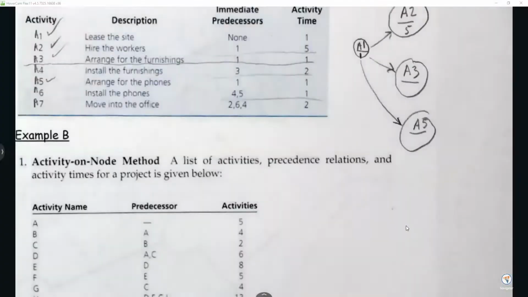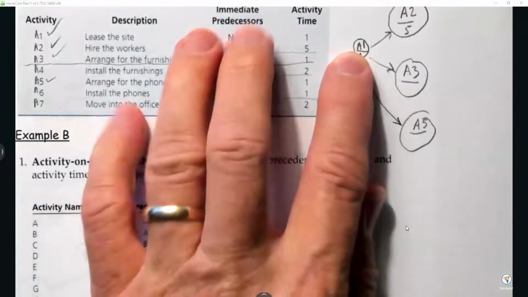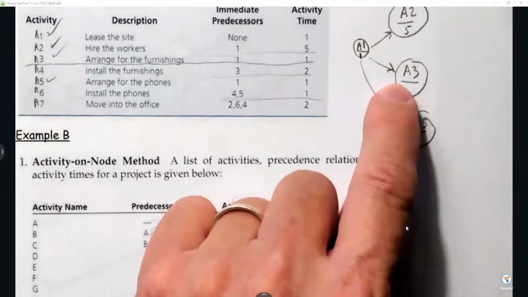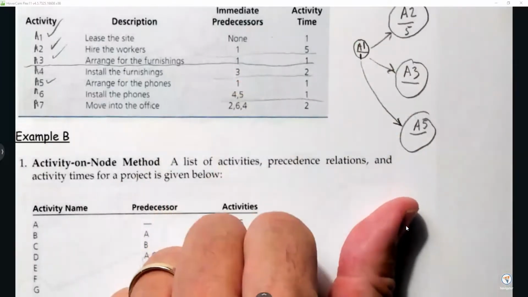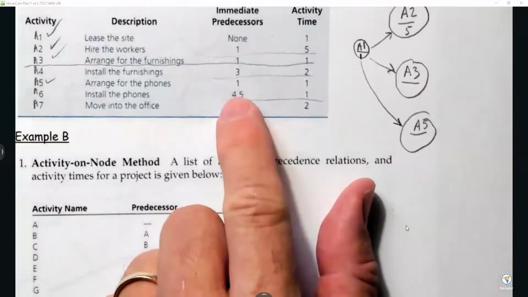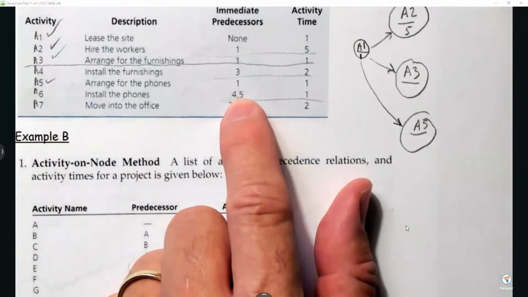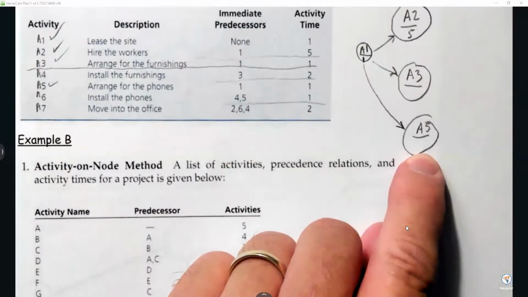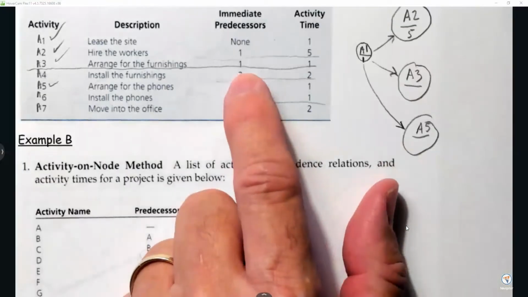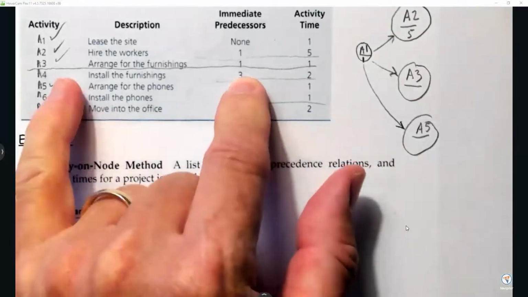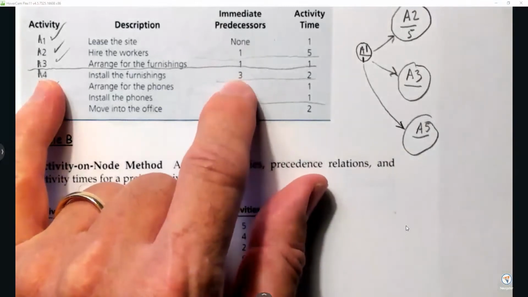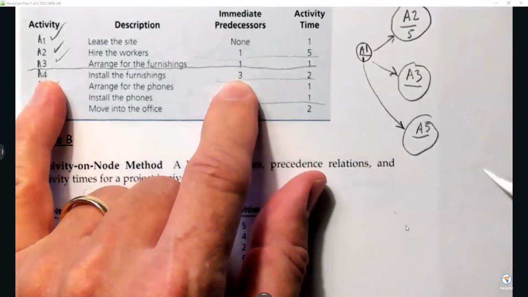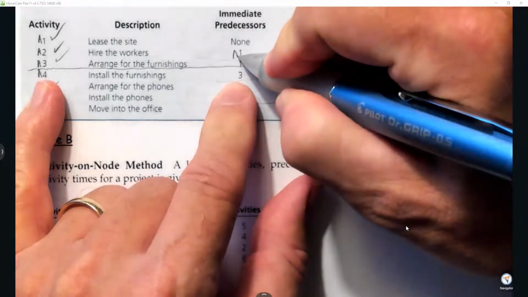All right, so now I know where A1 is, I know where A2 is, I know where A3 is, and I know where A5 is, because they all came from A1. So now I say, well, what else do I know? Do I know the fourth one? Nope, I don't know the fourth one. But I do know that A4 comes from A3.